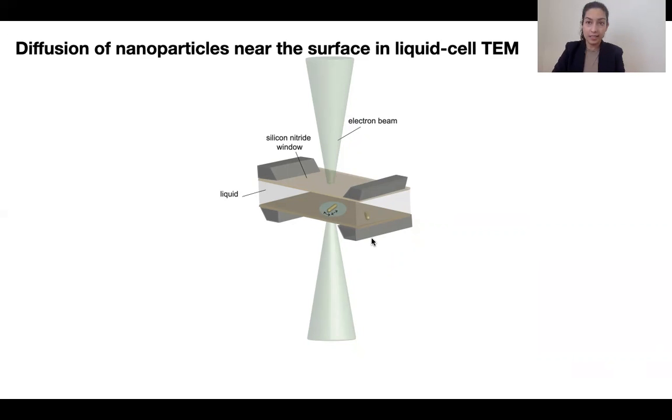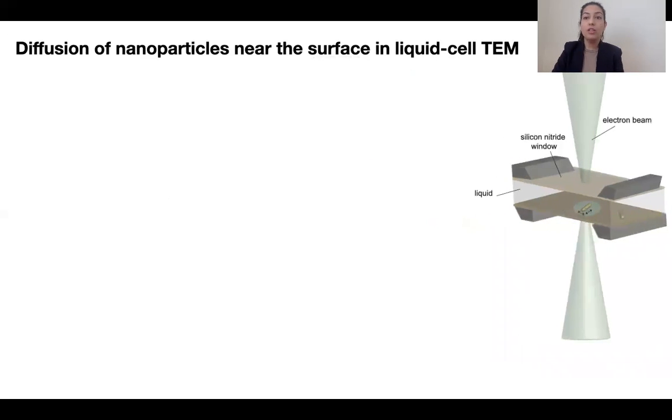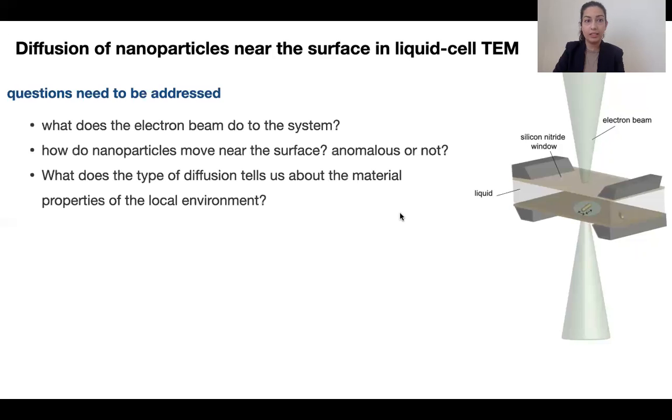But if we want to use this technique for looking at dynamics, for example, diffusive motion of nanoparticles in boundary layers, or for techniques such as nanorheology to look at the motion of these particles in fluid environments with different rheological properties, there are still questions that we need to answer before moving forward. How does the electron beam of a microscope modify the general motion of these nanoparticles in a liquid cell environment close to the surface? Are they moving in a Brownian way or in a non-Brownian anomalous way? And what does this type of diffusive motion tell us about the material properties of the local environment?